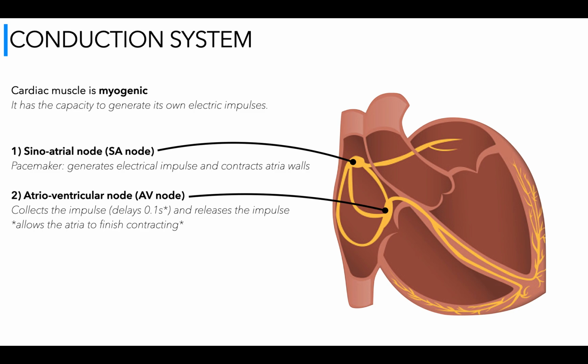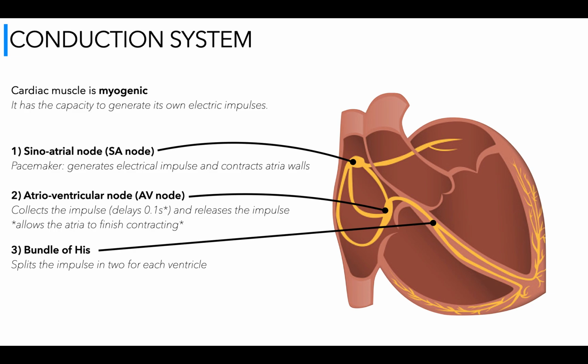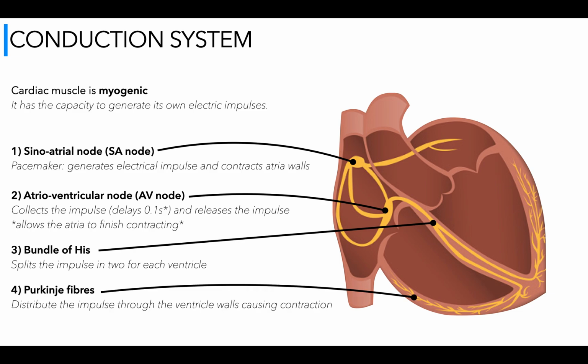Once it collects the impulse, it releases it again, and we have the bundle of His. This splits the impulse into two, basically one for each ventricle. That's why you'll see on the diagram there are two bundle branches. Since we have two ventricles, we have Purkinje fibers in the walls of each ventricle. These Purkinje fibers pick up the impulse, which started all the way back at the SA node, and distribute it through the ventricle walls and cause them to contract.